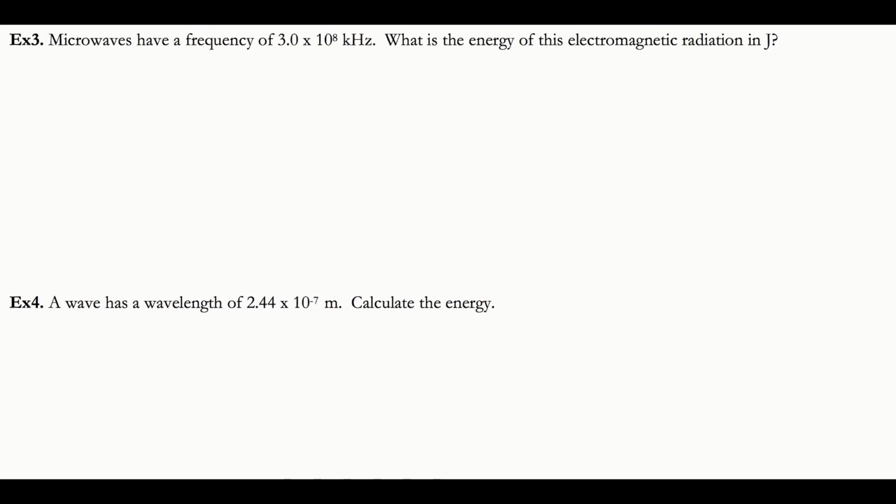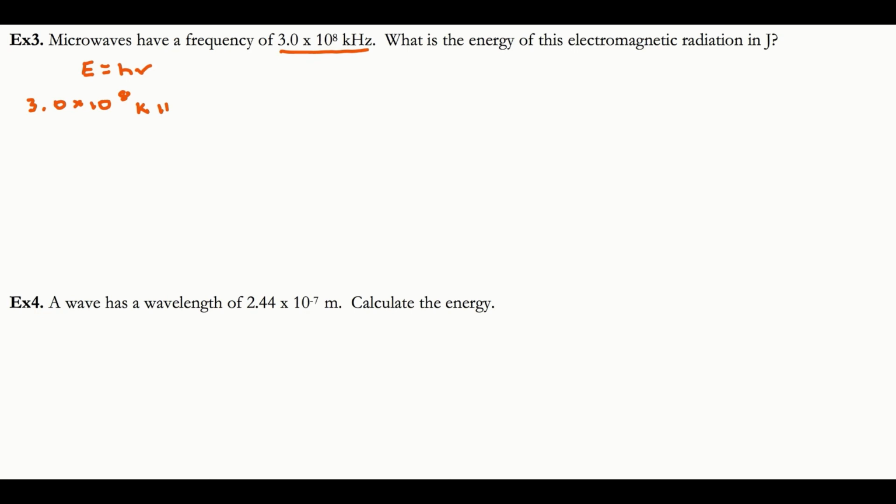All right, microwaves have a frequency of 3.0 times 10 to the 8th kilohertz. What is the energy of this electromagnetic radiation in joules? Well, here's my problem. This is my frequency, so I would love to plug it into my formula for energy equals Planck's constant times mu. However, keep in mind your frequency has to be in hertz. So what I'm going to need to do is first take 3.0 times 10 to the 8th kilohertz, and I need to convert that into just regular hertz.